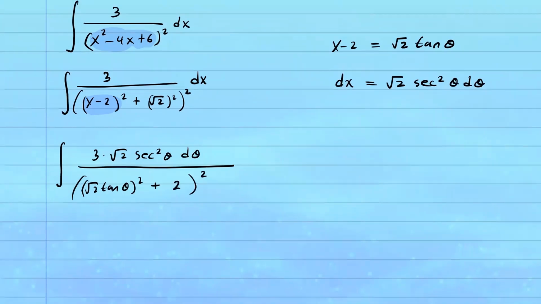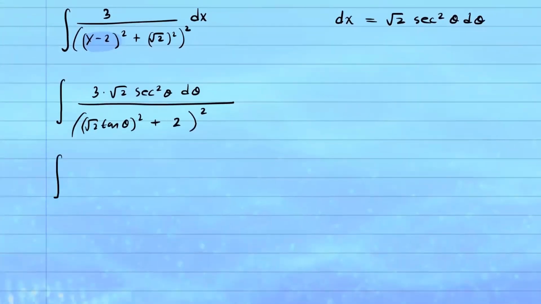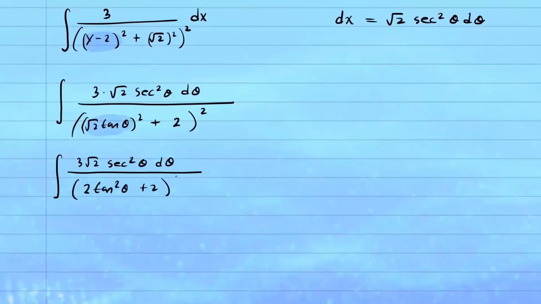And now before we can integrate, we have to simplify. So we got 3 square root of 2 secant squared theta d theta. Now I'm going to go ahead and simplify this. So that's just simply 2 tangent squared theta plus 2, all squared. Now this is an identity, so we know that tangent squared theta plus 1 is secant squared theta. So I'm going to replace that here, but I will have to factor out the 2 from both of these right here. So you can write it like this.